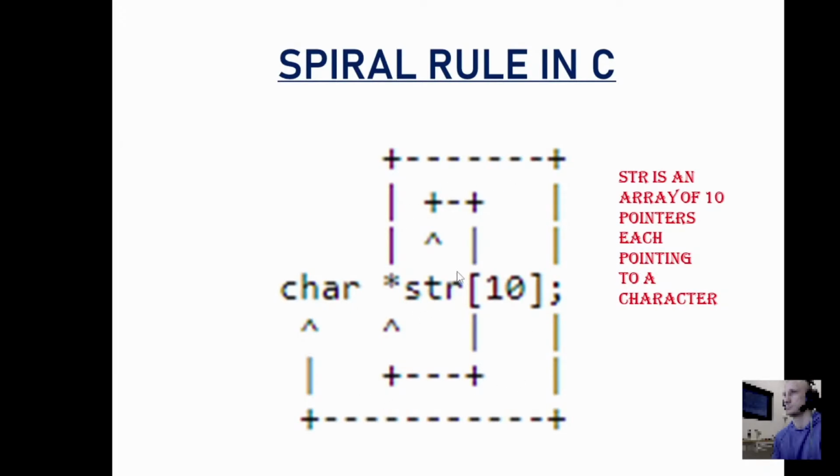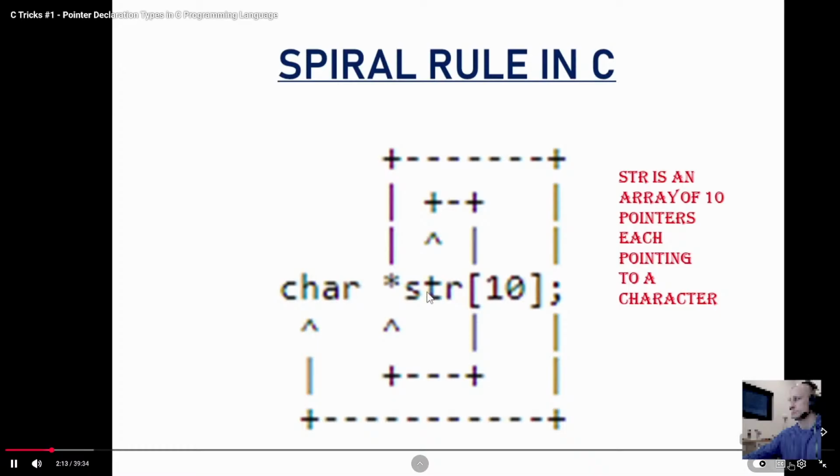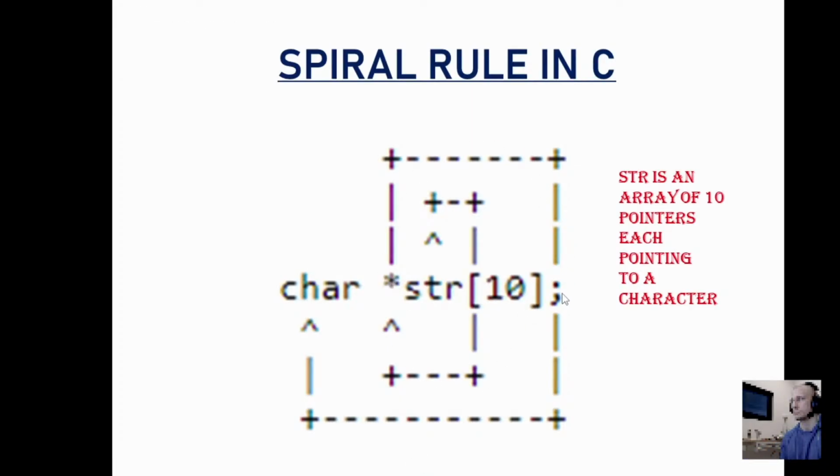str, there is an opening, so till closing we have to proceed. So there is a closing come here, so str, there is an opening, we read this one. str is a 10 sized array, but the array contains pointers, and each pointer points to a character. So this is an array of pointers. Remember, this is an array of pointers. Then each pointer in that array will be pointing to a character.